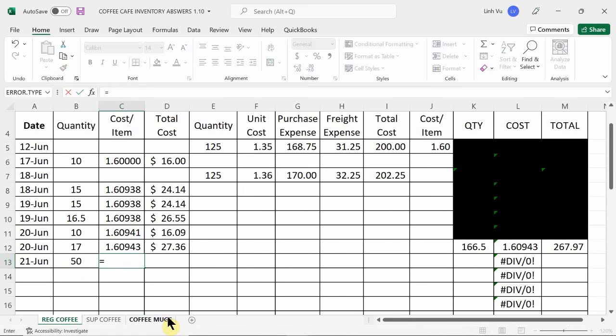I sold 50 pounds, okay? At what cost per item? 1.60943. So in this case, if that's my cost per item, then how much is my total cost of goods sold?